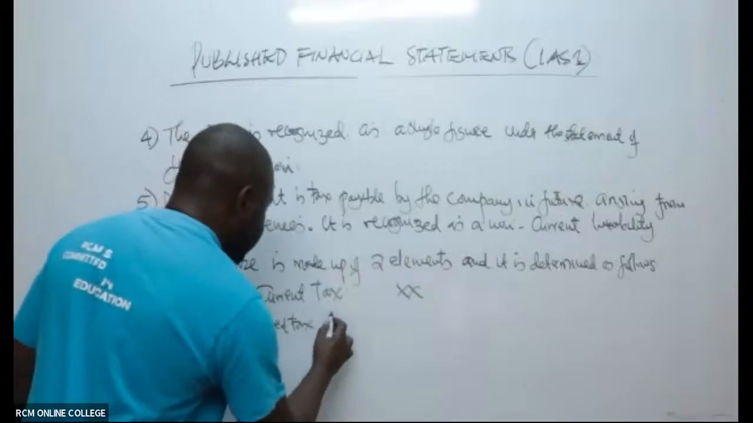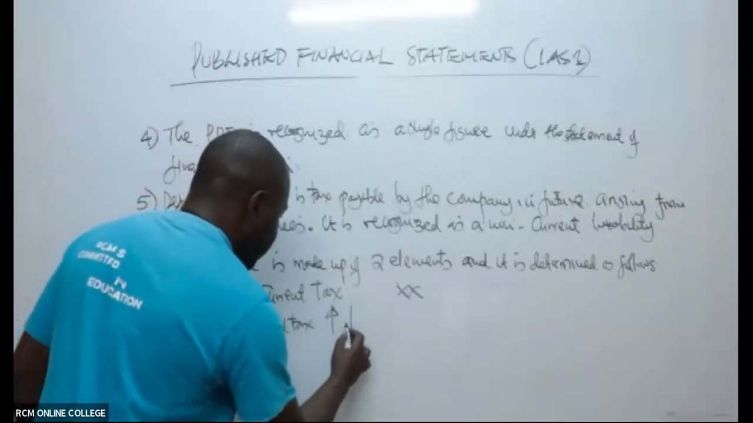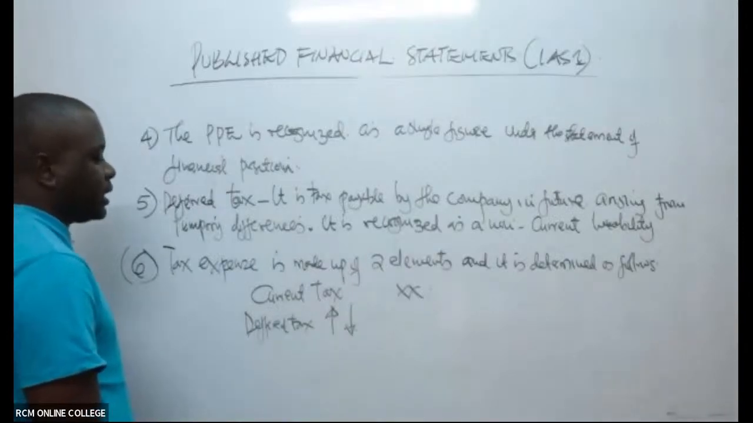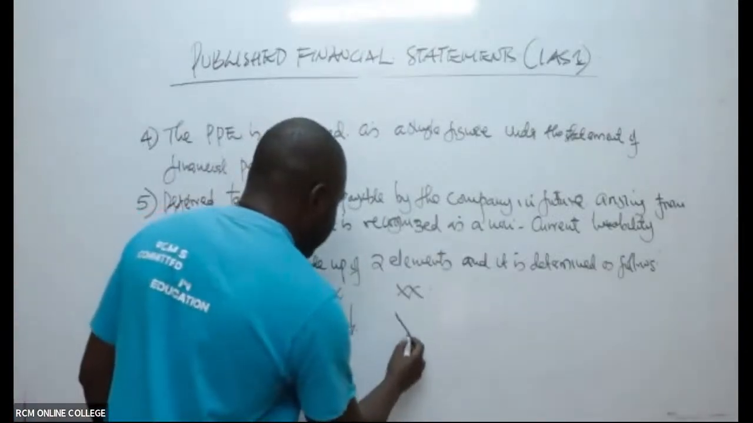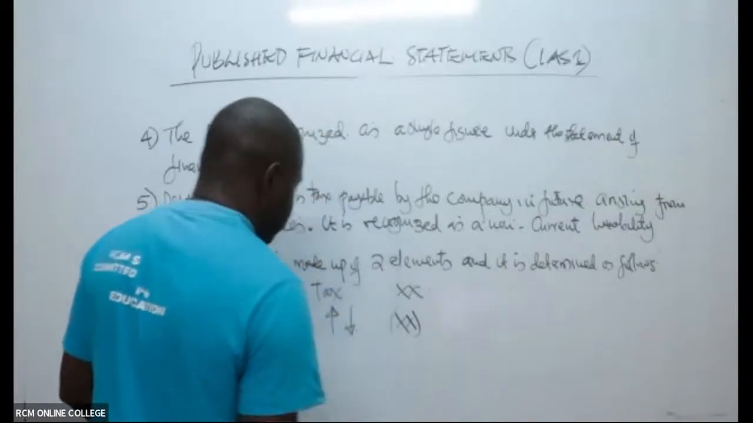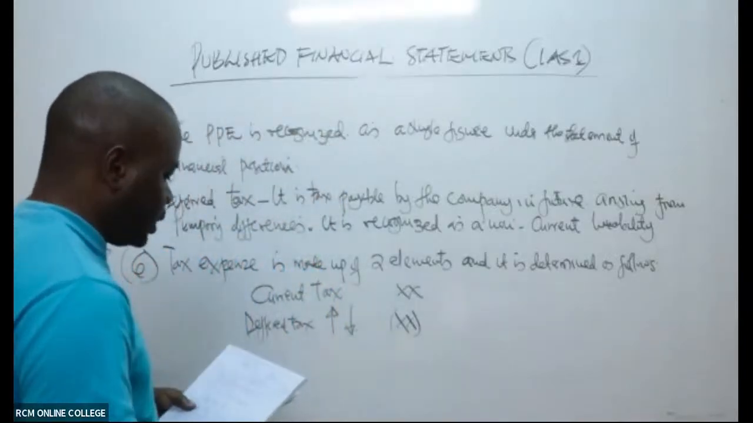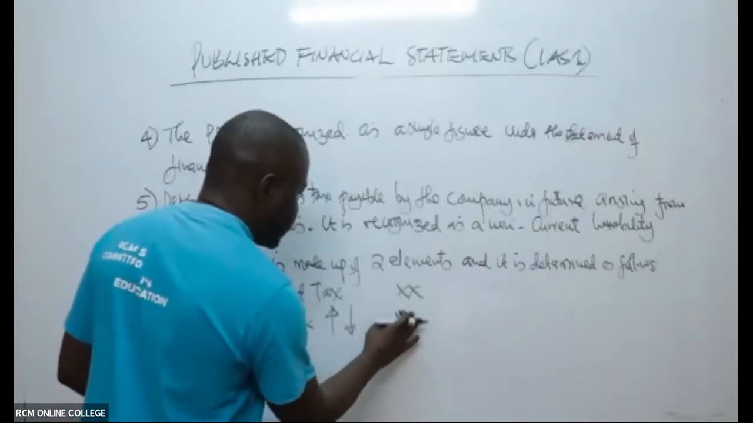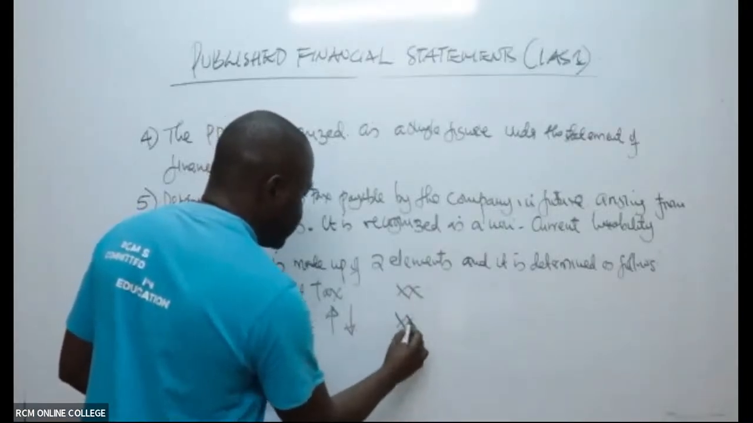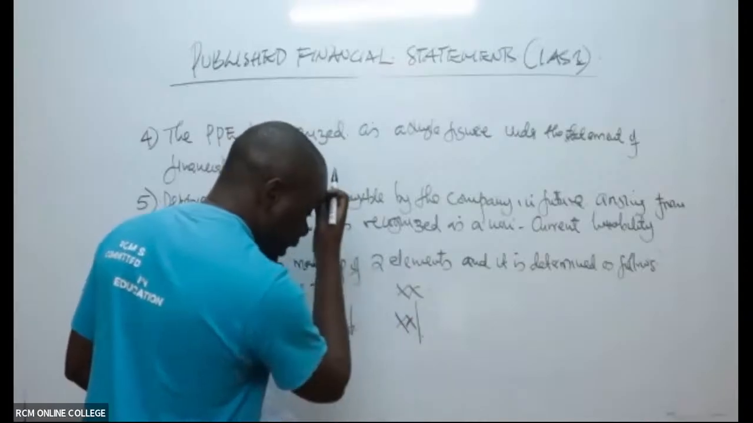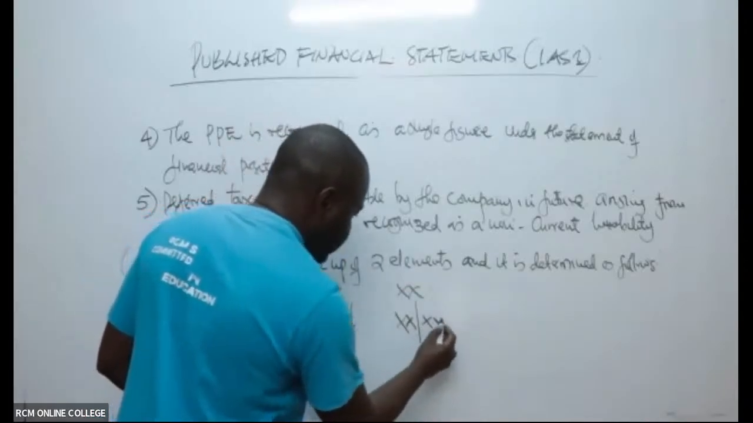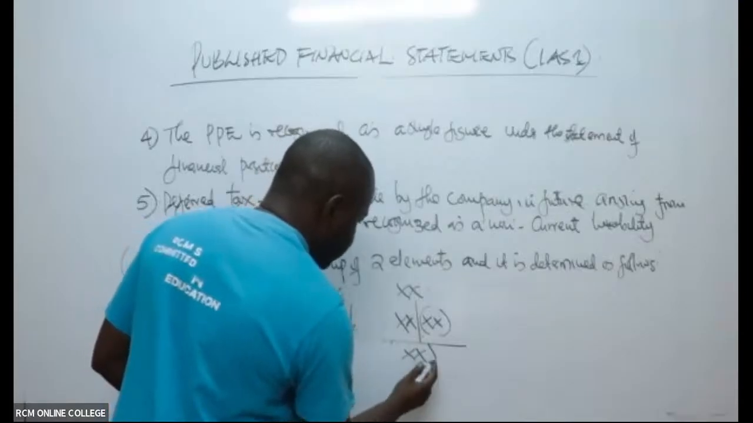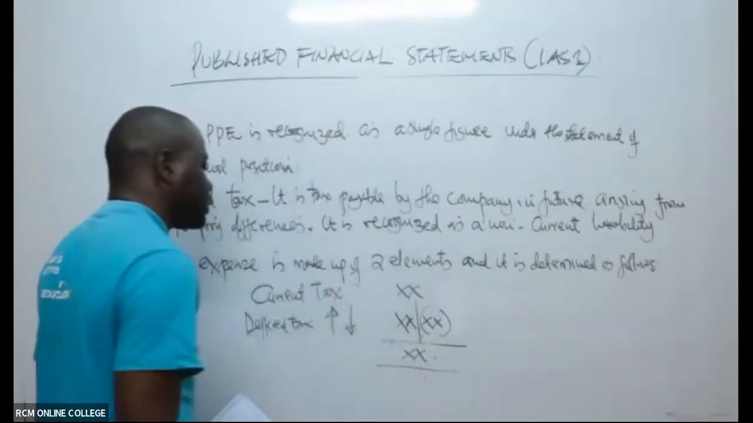So it can either be an increment or a decrease. If it's an increment, you'll likely end up having to add, so that you can get the total tax expense. But if it is actually a decrease, it's like an income, so you'll end up having to less. Then, of course, you'll get the tax figure to include in the income statement.